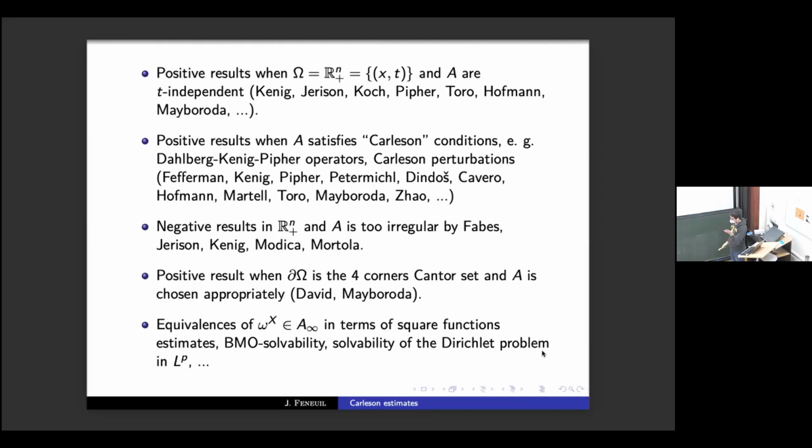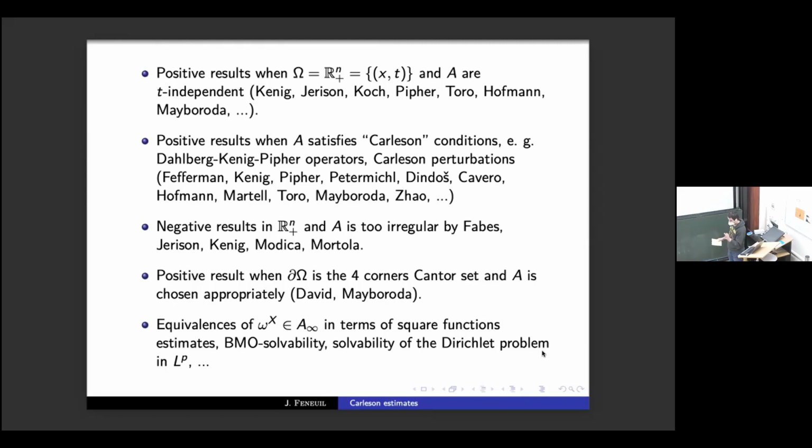You have domains which are uniformly rectifiable that work really well with this kind of Carleson measure. So it's not too surprising that the range of the coefficients that are well suited to absolute continuity are related to Carleson. So the type of Carleson condition that you have is that the oscillation of A is close to 0.